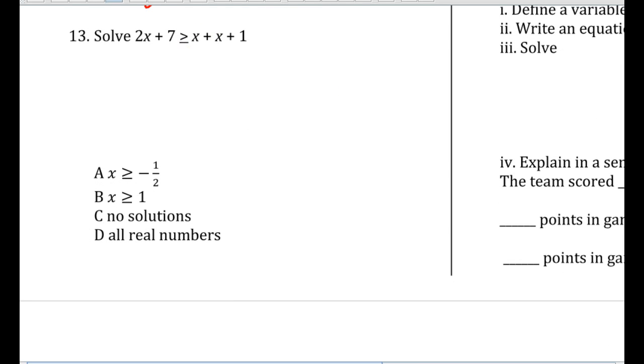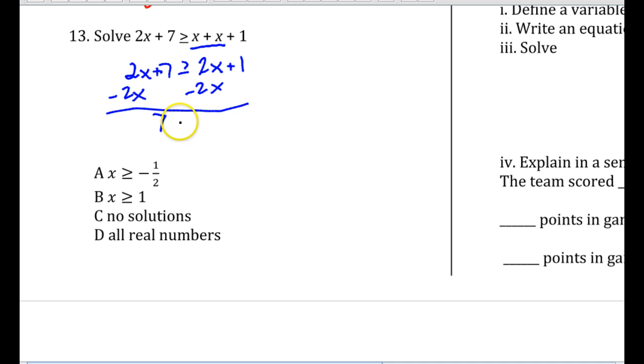All right, let's start on the right hand side on this one. x plus x is 2x plus 1. Just going to do one step per line. And when we subtract 2x on both sides, we're left with 7 greater than or equal to 1. That's 7.